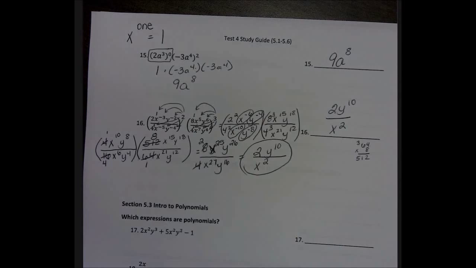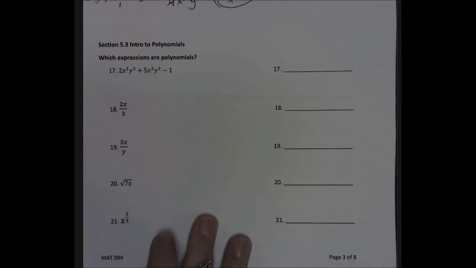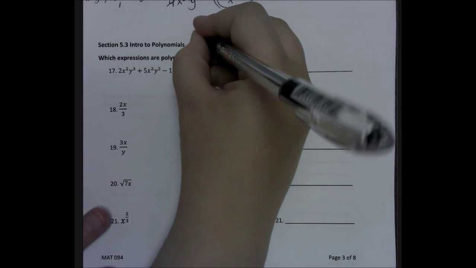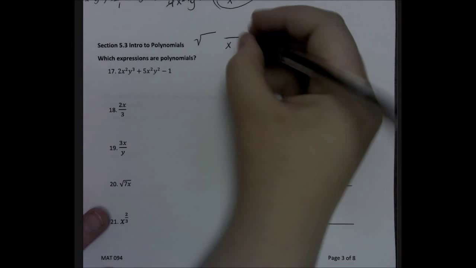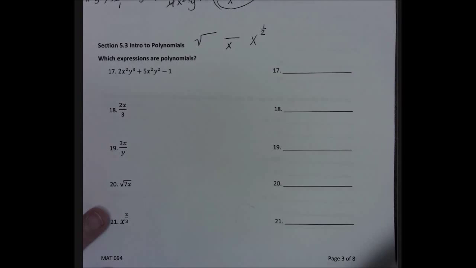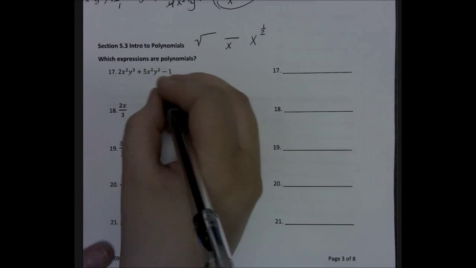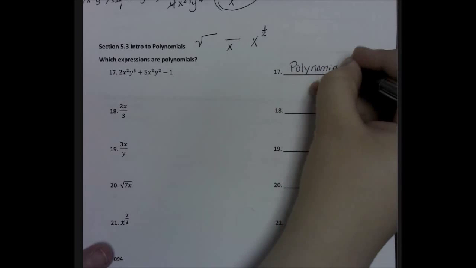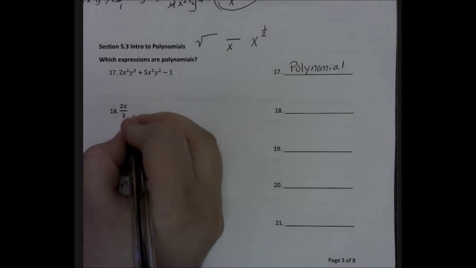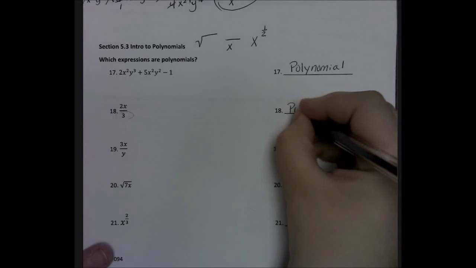Okay, so now we're going to determine which expressions are polynomials. This is leading into section 5.3. So I know that it is not a polynomial if we have a radical, if we have a variable in the denominator, and if we have an exponent that is a fraction. So those are the three things we need to look out for. Well, none of those criteria are in 17, so we would write polynomial. There's no variable in the denominator, no radical, and no exponent that's a fraction, so 18 is a polynomial.